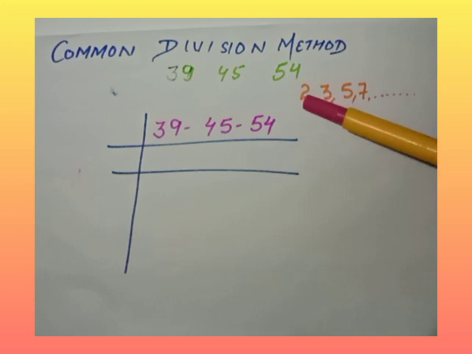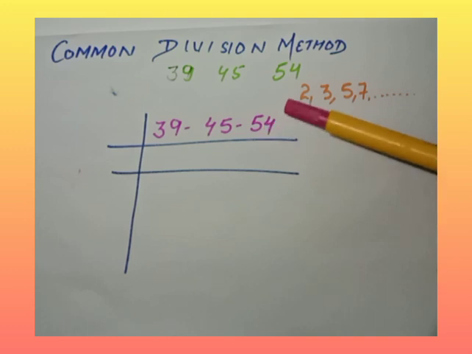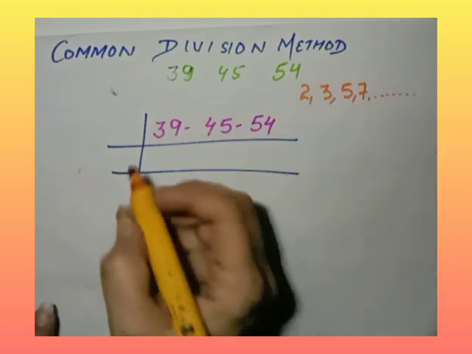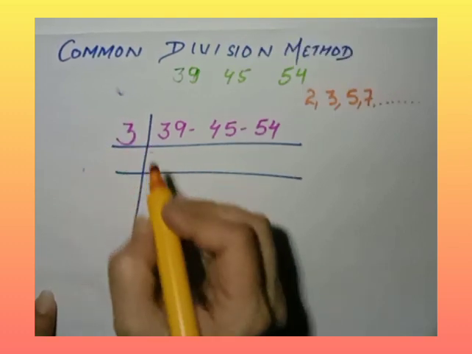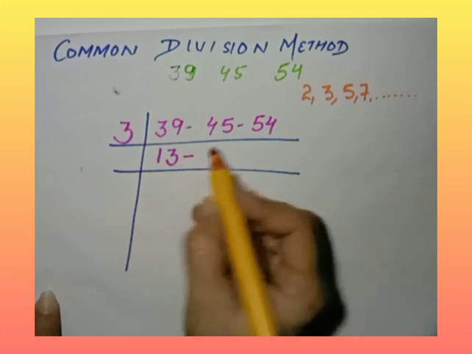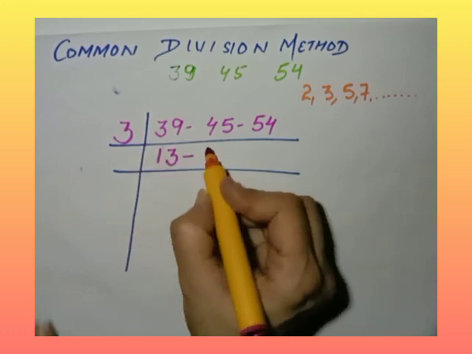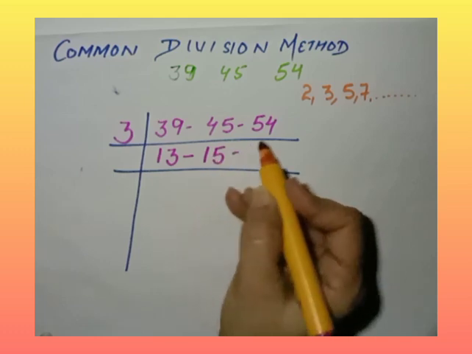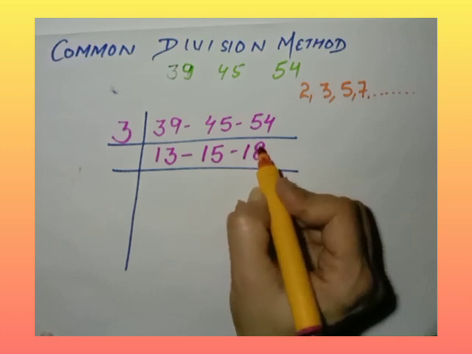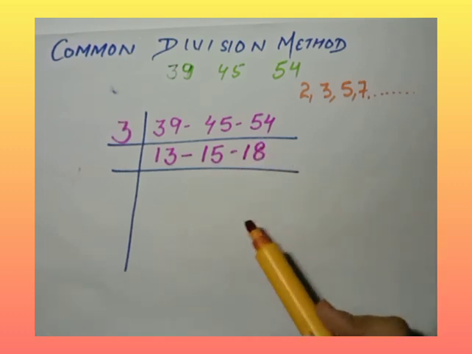So we'll look at 2. Now 2 is divisible only by 54, so we cannot take 2. So we have to think about the next prime number, that is 3. 3 can divide 54, 45 and 39. So the next prime number we'll take here is 3. When we divide 39 by 3, we'll get 13. When we divide 45 by 3, we will get 15. And 54 divided by 3, we'll get 18.